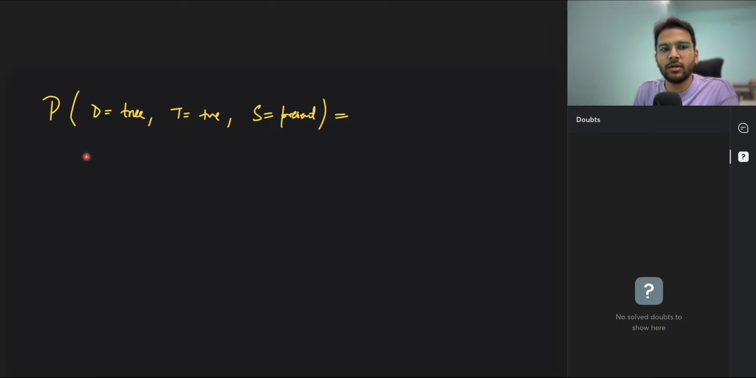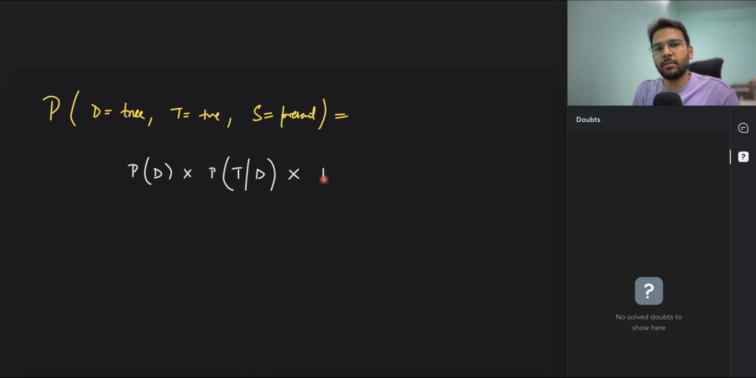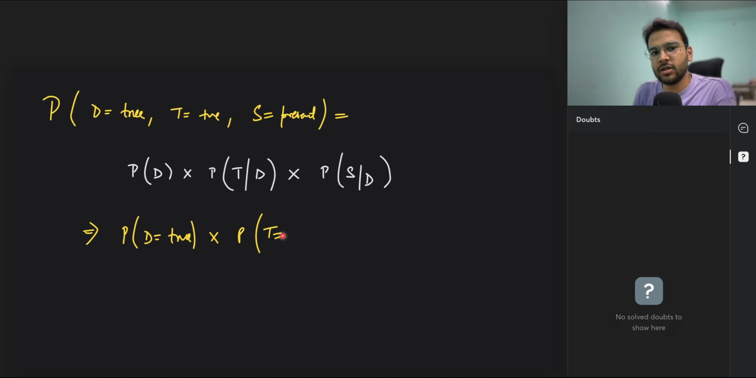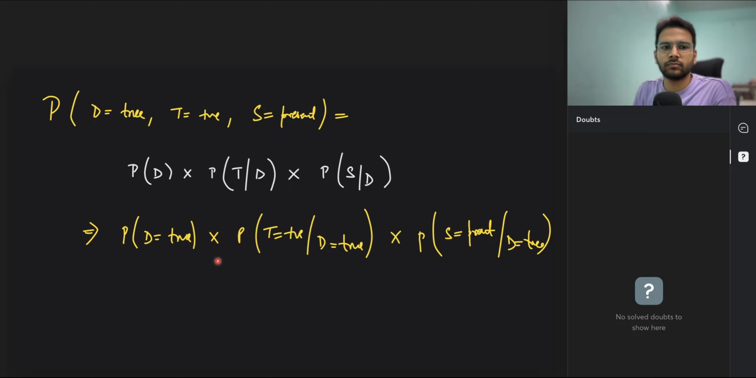Okay. Now this is the question that you have. Now how to solve this? You simply know that it is nothing but probability of D into probability of T given D into probability of S given D. This is what you know, right? So what we want to find, probability of D is true. That means you need to find probability of D is true, multiply probability of test is positive given disease is true, multiply symptom is present given disease is true.